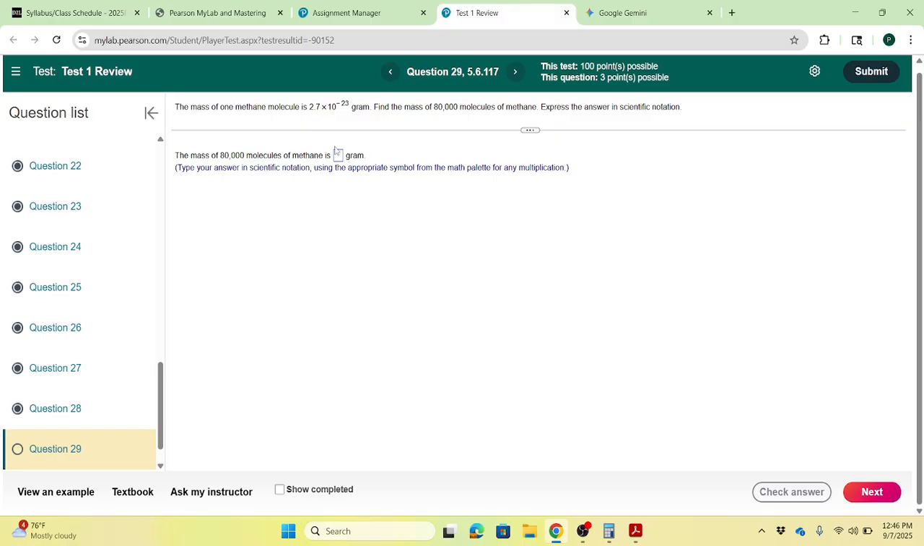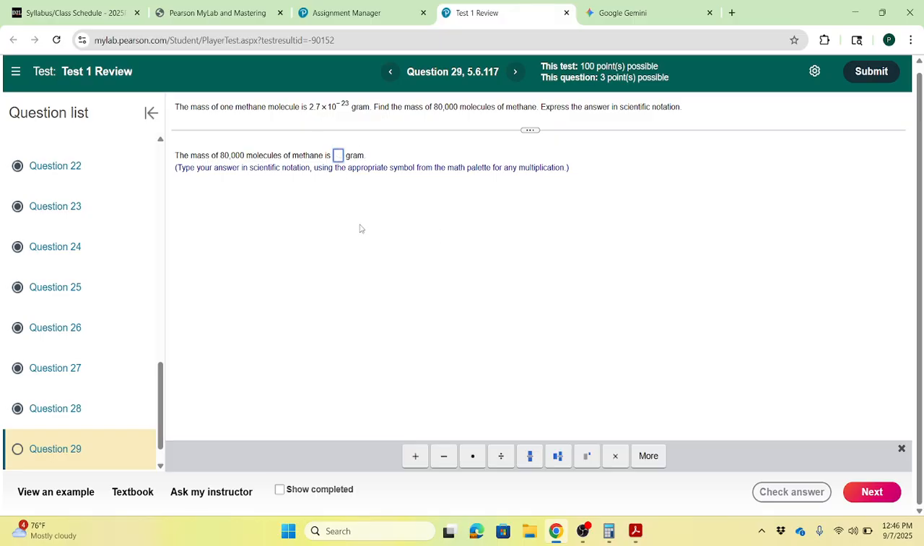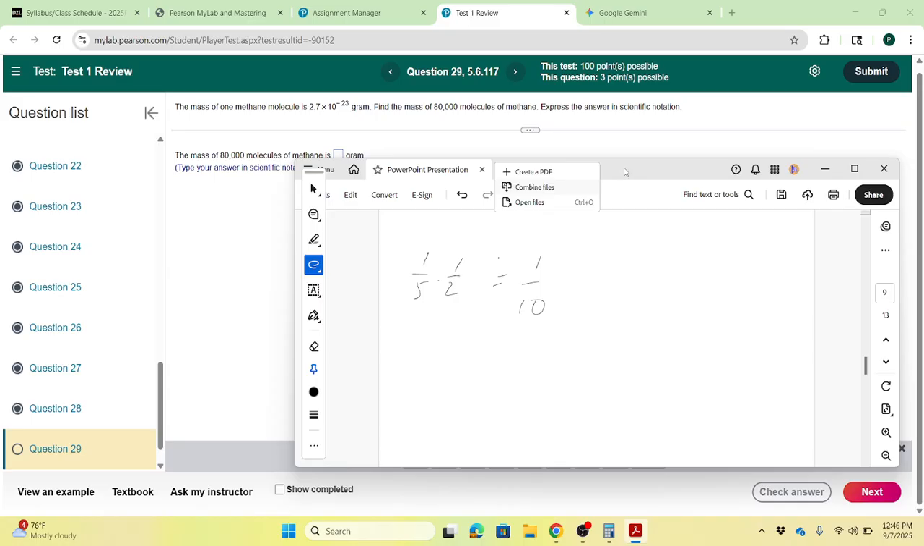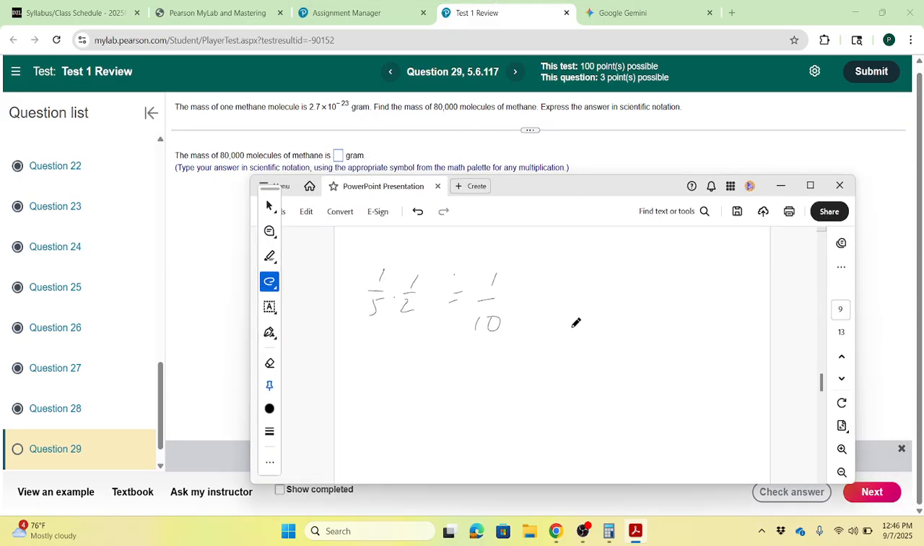Okay, this is the second last question. The mass of one methane molecule is 2.7 times 10 to the power -23 grams. Find the mass of 80,000 molecules. You just have to multiply this with this. But how do we multiply? We can write this in scientific notation as well. We can write 80,000 as 8 times 10 to the power, how many zeros are there? 4 zeros, times that number 2.7 times 10 to the power -23.